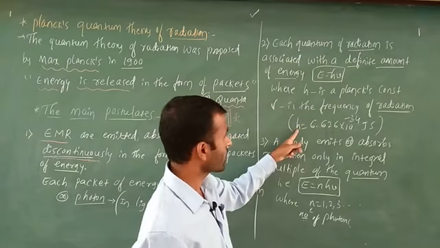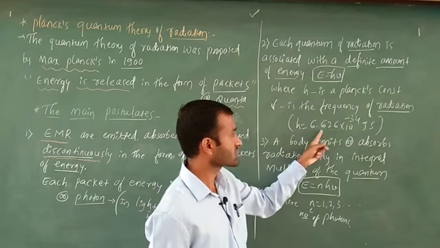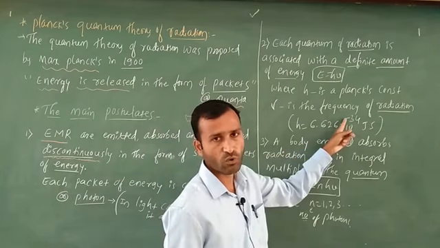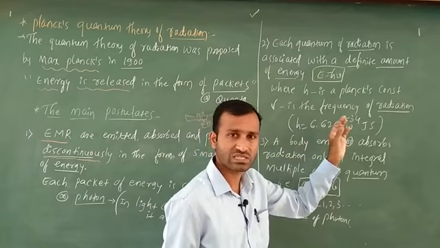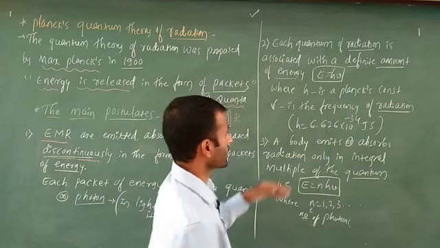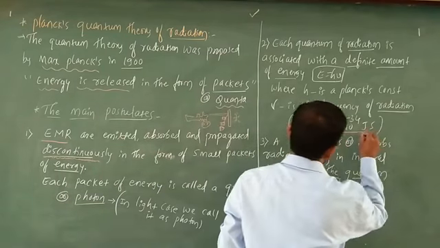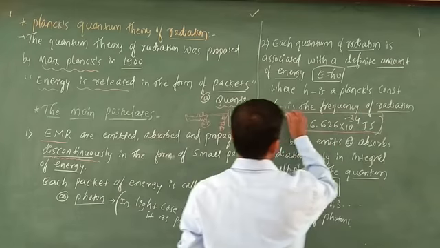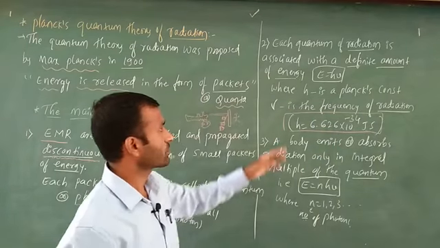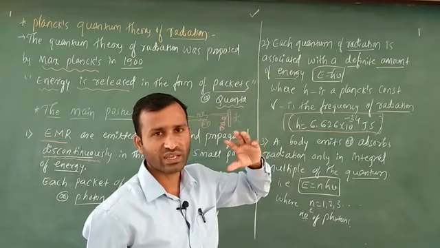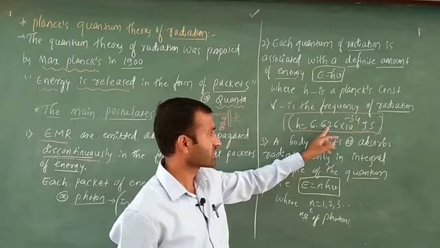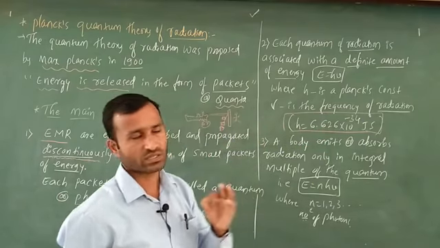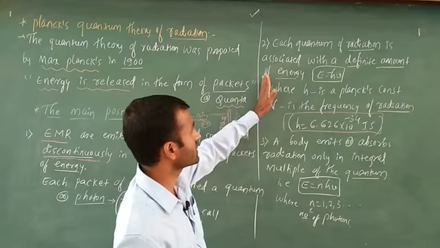What is the value of the Planck constant? h equal to 6.626 into 10 to the power of minus 34 joule second. This is most important. Bear in mind this value is the Planck constant value. The Planck constant is represented by h, and its value is 6.626 into 10 to the power of minus 34 joule second. This is the third postulate.